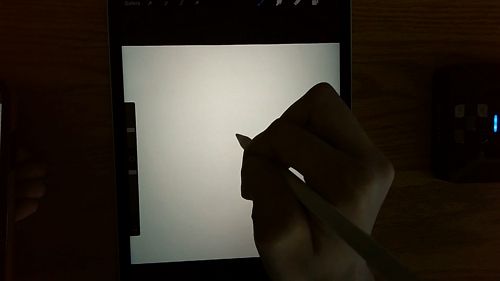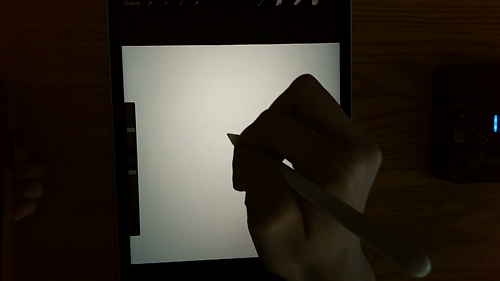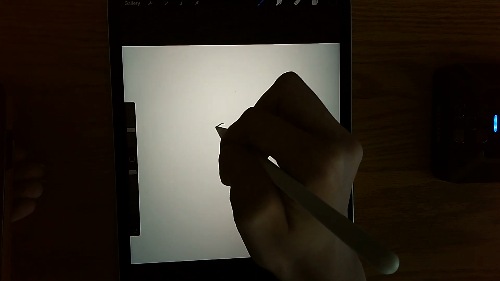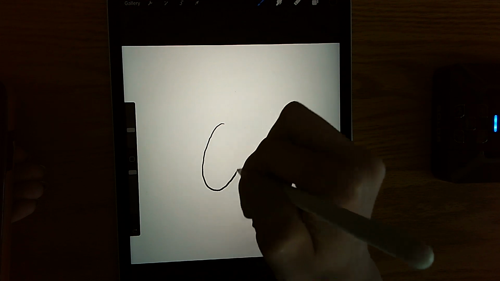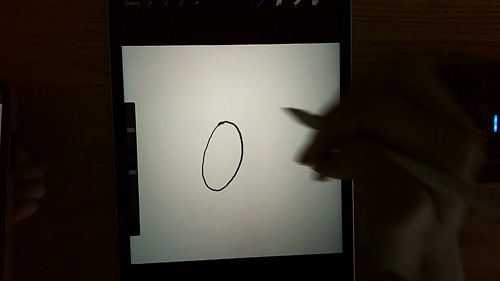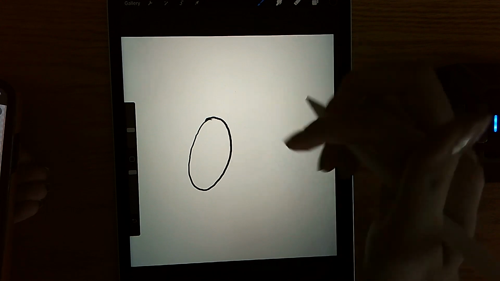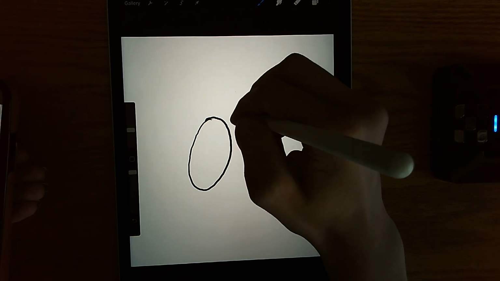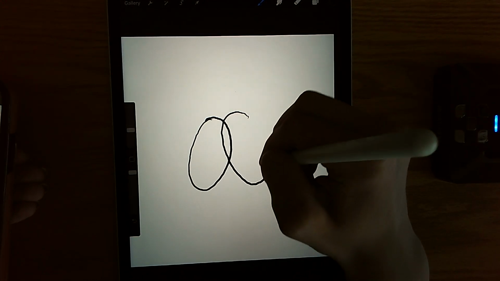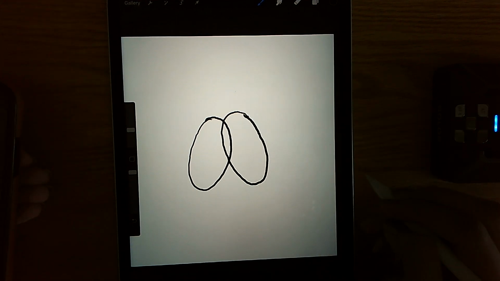All right, so we're going to start with his body. But first, we're going to draw an oval. Right, and then next to that oval, we're going to draw another oval. All right, so we're overlapping them a little bit.